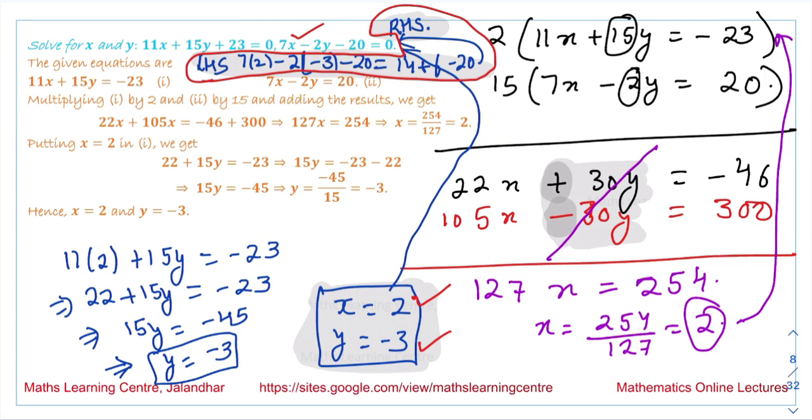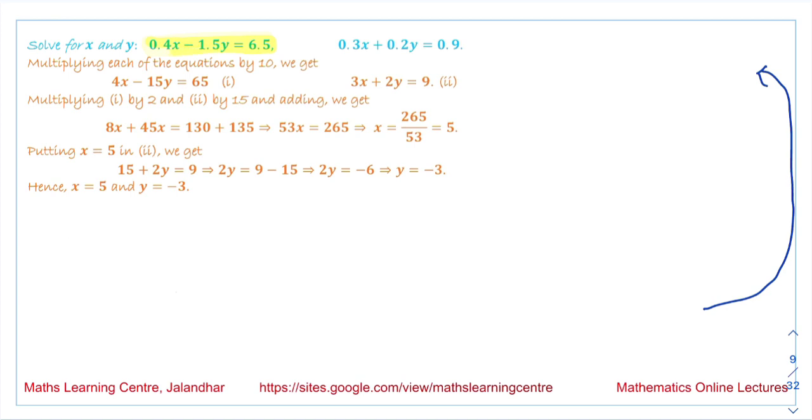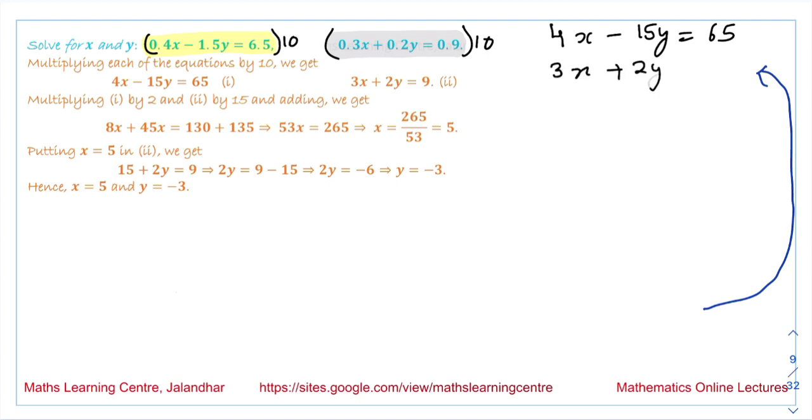Now in this next question, these are the equations given to us: 0.4x plus 1.5y is equal to 6.5 and 0.3x plus 0.2y is equal to 0.9. To remove these decimals, first of all we are multiplying both these equations with 10 and we are getting new equations: 4x minus 15y is equal to 65 and 3x plus 2y is equal to 9.